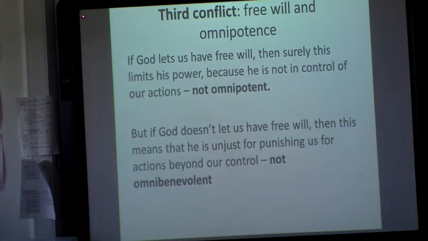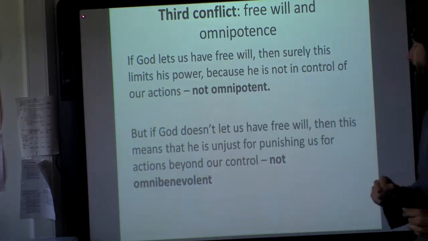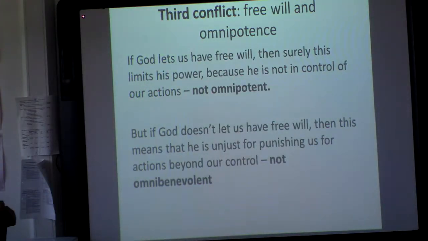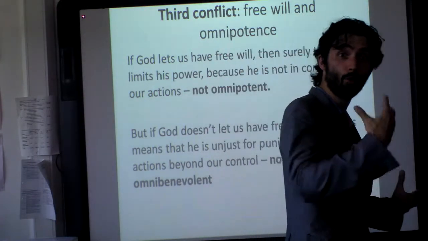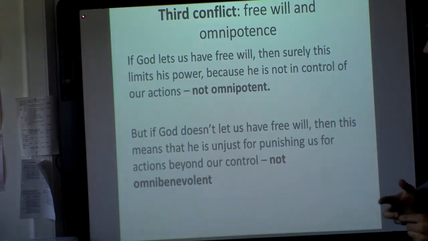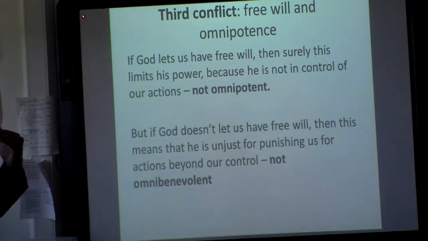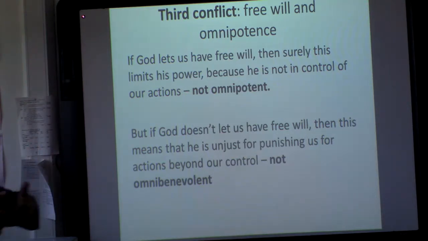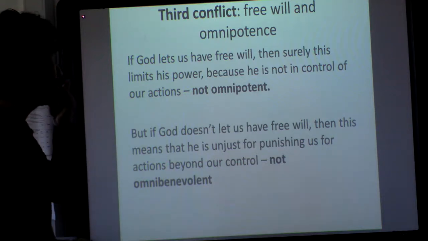And there's a very similar conflict that comes right after this one, the one we've just seen. And that's the conflict between free will and omnipotence, or omnibenevolence and omnipotence. And it works similarly. It works something like this. So, again, religious people often believe that we have free will, we have choice, we have accountability. But hang on a minute. If God lets us have free will, then surely that limits his power, because it means God isn't in control of what we do. God isn't sovereign, right? He's not in charge, because God sort of limits his own power and lets us do what we want, right? So that seems to go against the idea of omnipotence.